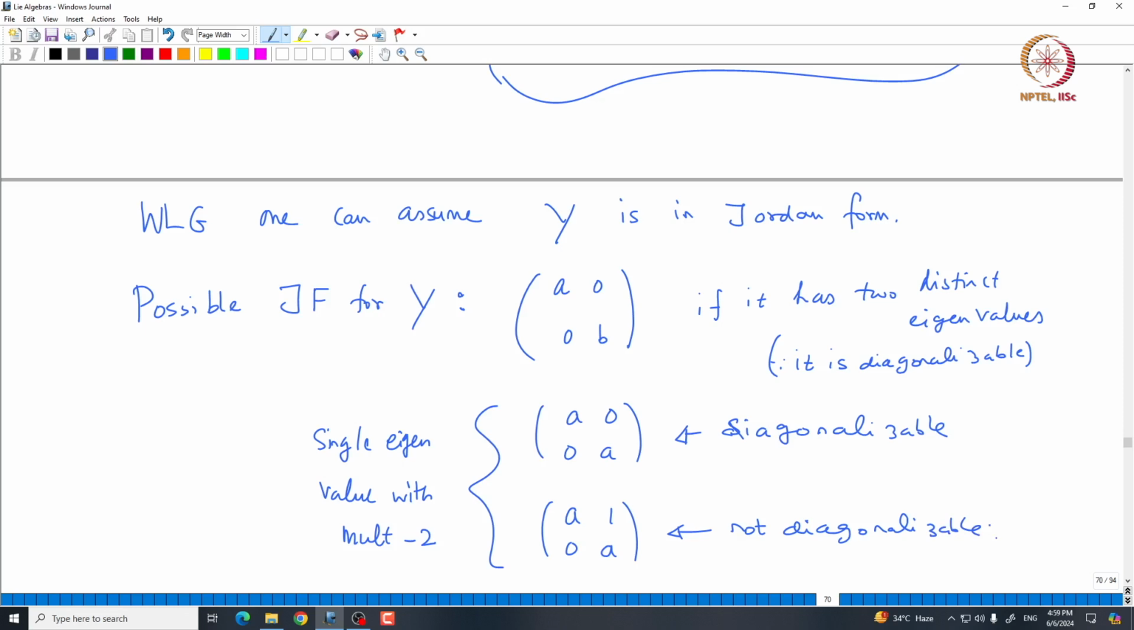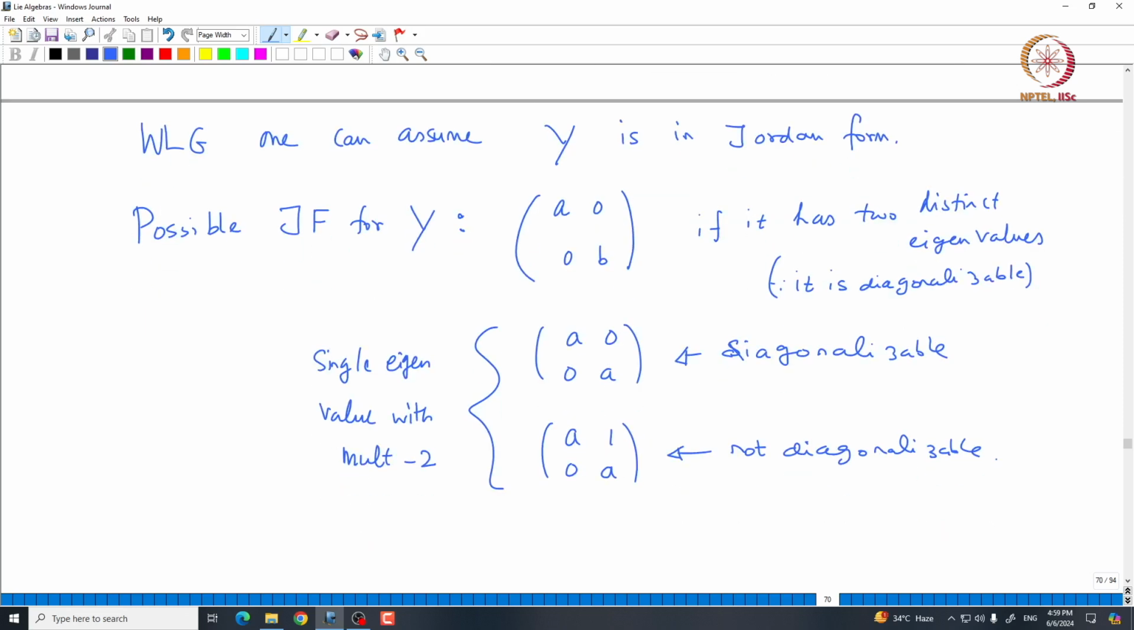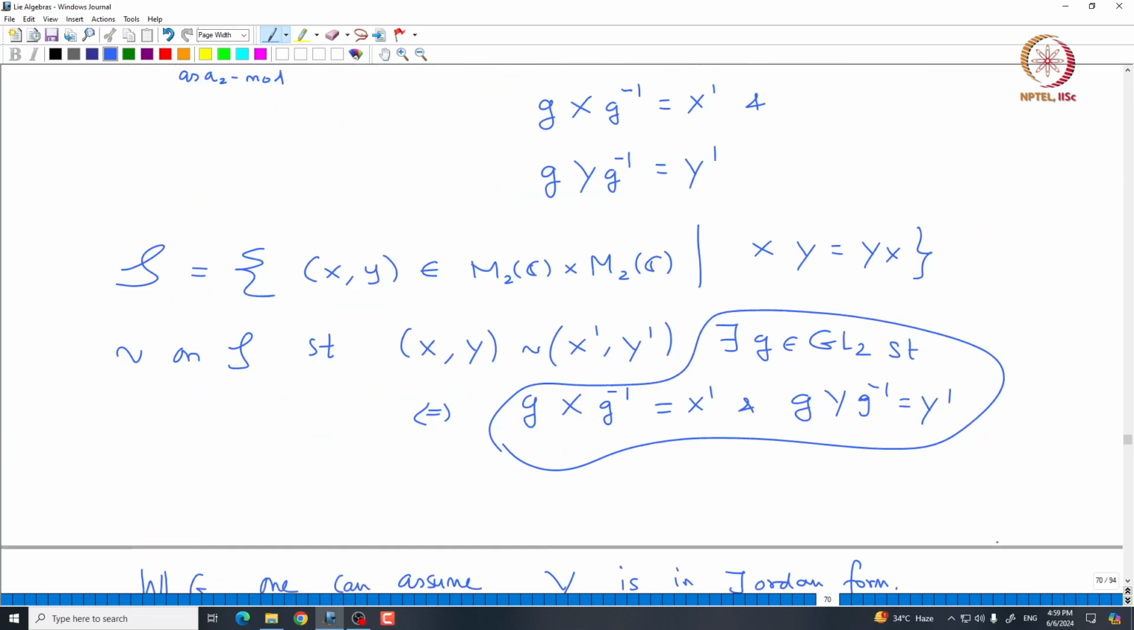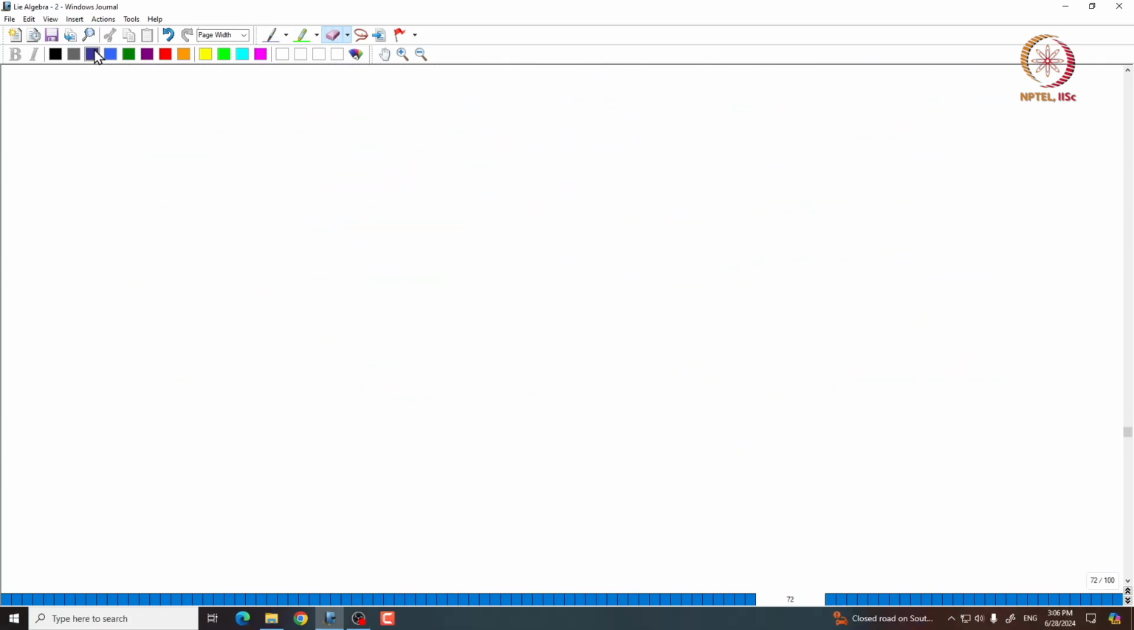So, we need to consider all these cases and then see what happens. Let me just do only one case and then I will leave it to you to check the other cases. Basically we got some parameterizing set, and we need to see what all the equivalence classes in this S modulo tilde are. We need to find a representative of each. That is our goal. As we noticed, we can assume that y is in the Jordan canonical form, so without loss of generality we will be assuming that in the calculations.